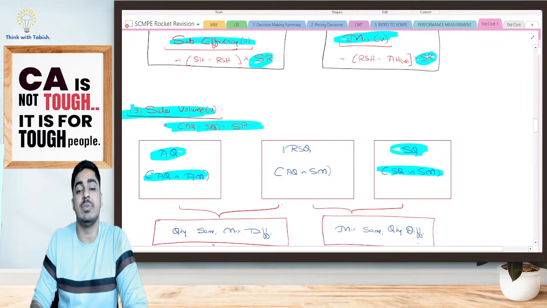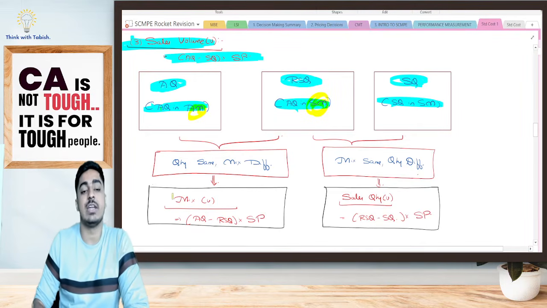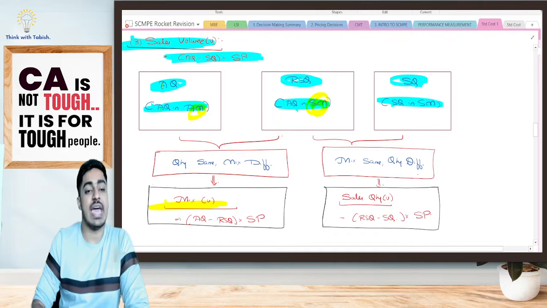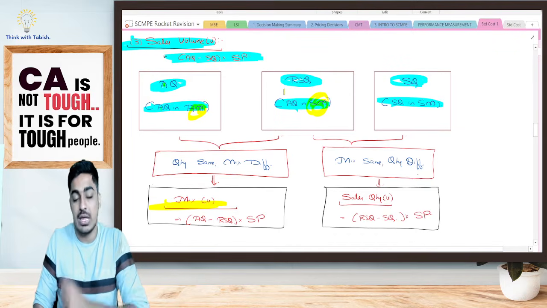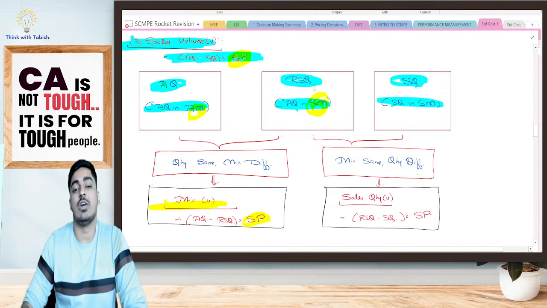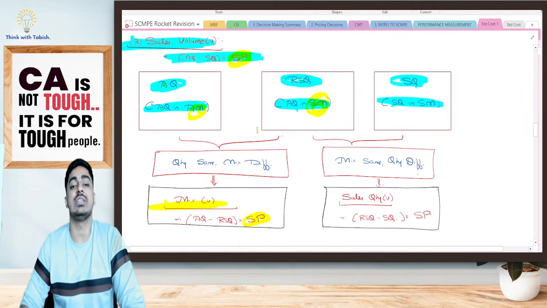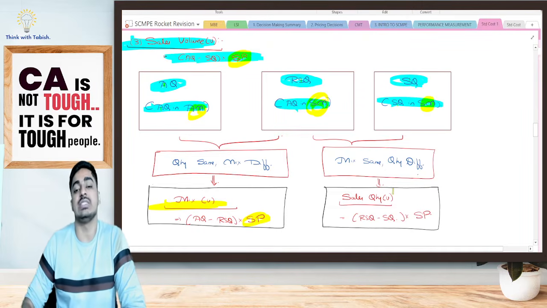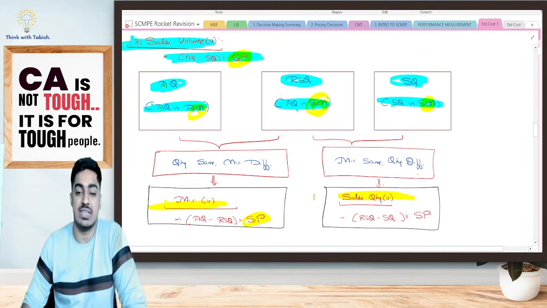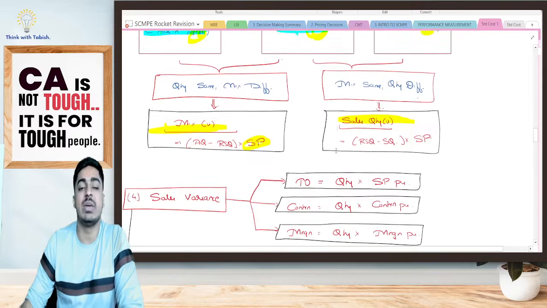Two things are changing. I'll be bringing in my revised standard quantity, which is my actual quantity in my standard mix. Now I'm comparing actual quantity with the revised standard quantity. Look at this, students: quantity is same, however mix is different. I'm going to call it my mix variance, which is my actual quantity minus my revised standard quantity. I got the difference in terms of quantity converted into value multiplied by my standard price. Now I'm comparing revised standard quantity with standard quantity. It is actual quantity in standard mix, and standard quantity in standard mix. Here mix is same, quantity is different. I'm going to call it my sales quantity variance. It is my revised standard quantity minus my standard quantity converted into value multiplied by my standard price.